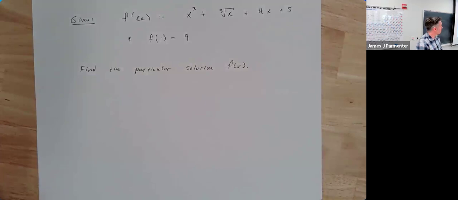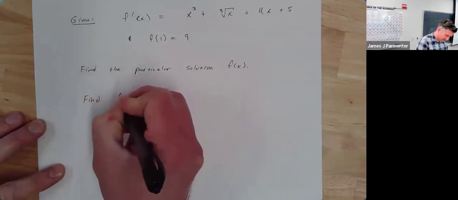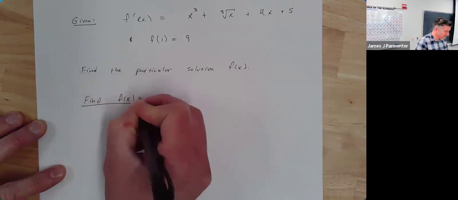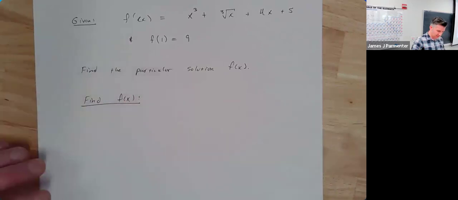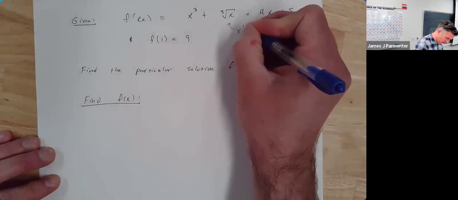So first we're going to do the usual thing. We're going to find the antiderivative. So I want you all to find f of x, the general f of x. And I'll remind everybody that the cube root of x here is just x to the 1/3 power.